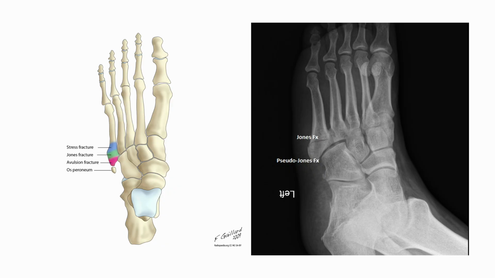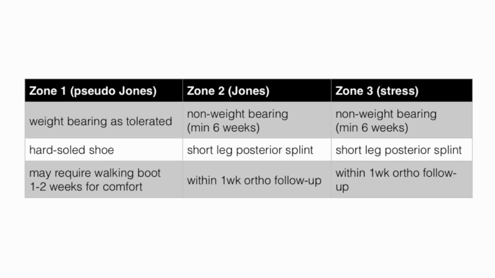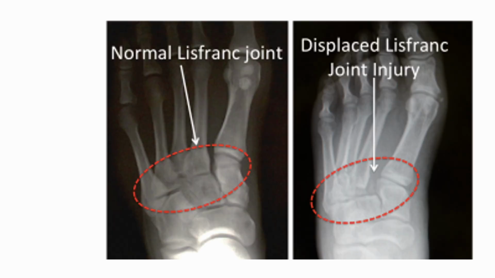So clinically examine the patient and then decide whether it's actually an avulsion or not. The pseudo-Jones, which are avulsion fractures, are usually treated with a hard-soled shoe. The Jones and stress fracture or the shaft fracture, you need to put in a posterior leg splint, and within 1 week they should be asked to follow up. Remember, the Jones and the shaft fracture need to be non-weight bearing for a minimum of 6 weeks.